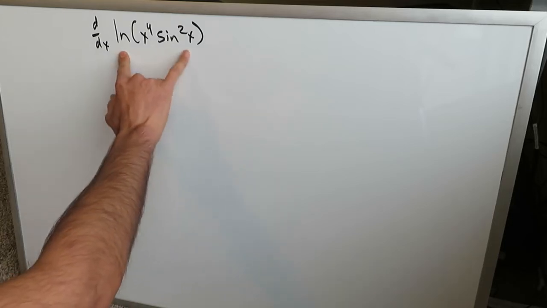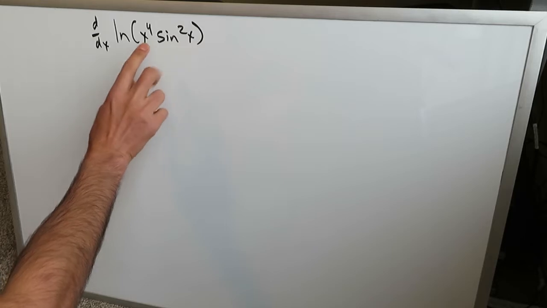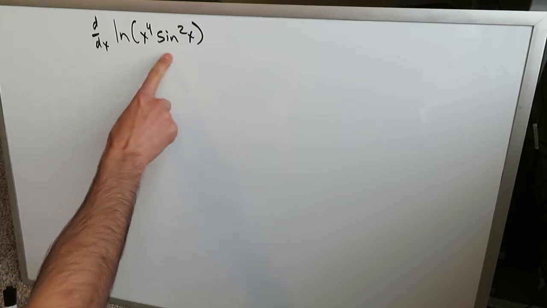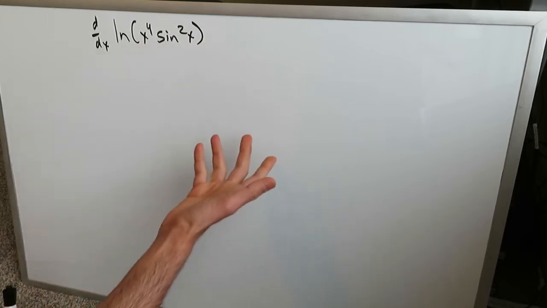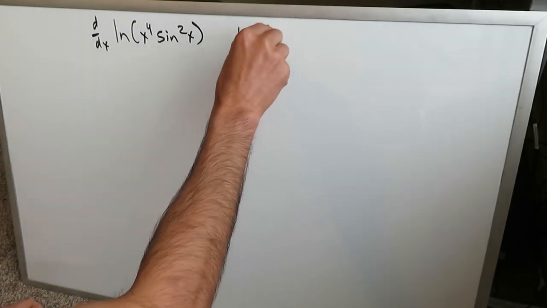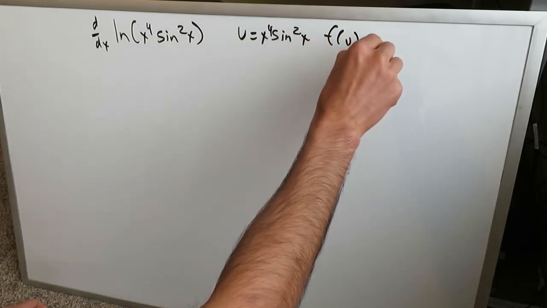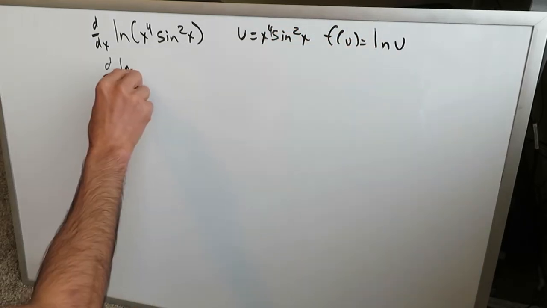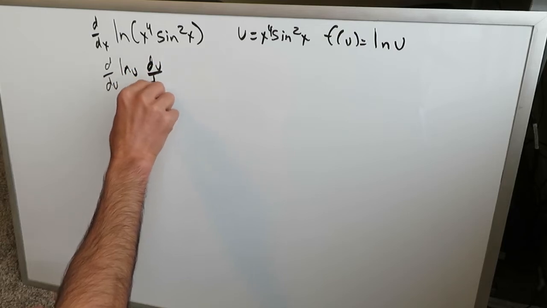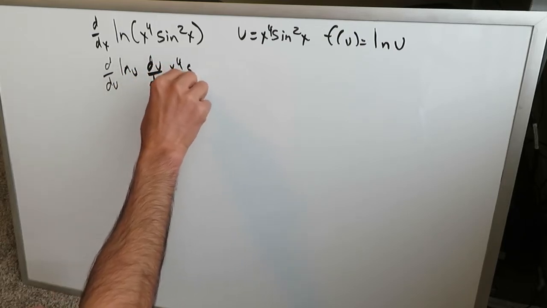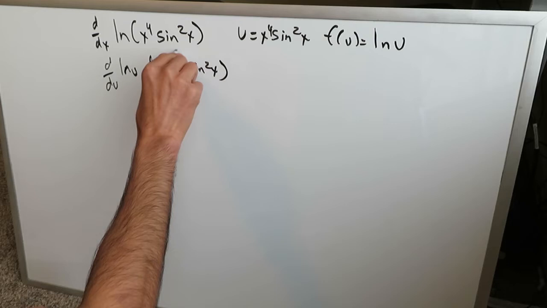You have a composite function right over here. Within the composite function you have a product rule, but within the product rule one of the items is a composite in itself. Here with an initial substitution, which will be u is equal to x to the 4 sine square x, and then f of u is equal to ln u. We'll have ln u, and then we have du over dx, x to the 4 sine square x.